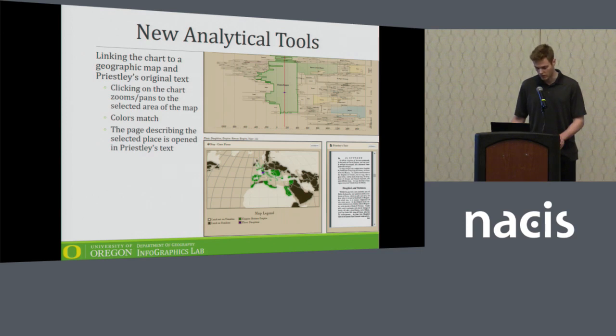So we linked this map to it, as well as his original text, which, if you click on a place on the chart or on the map, will open up to the page where he talks about that particular place. Again, we match the colors, so it makes it easier for the user to see that the green selection up top is the Roman Empire, and the green on the map is also where the Roman Empire controlled during that time.